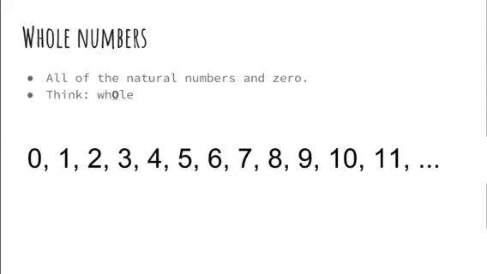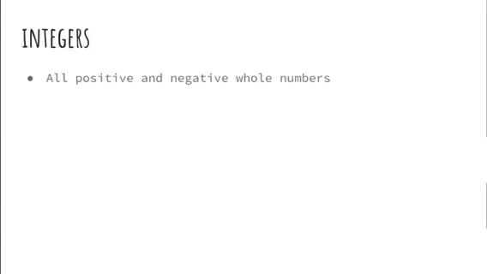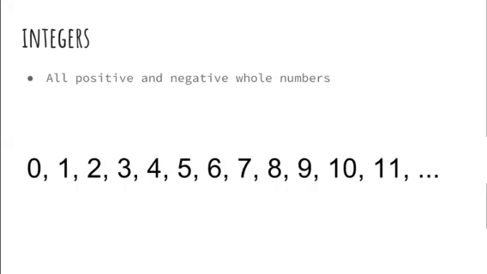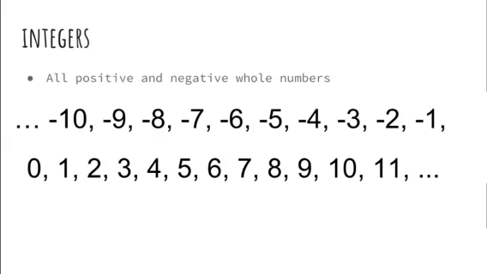Okay, so now the next set of numbers is going to include all of these and some more. And those are called integers. Integers are all positive and negative whole numbers. So it's going to be those whole numbers. Notice 0 is in the list. And their negative versions. So from negative infinity over here, going to positive infinity over here. So those go on forever.